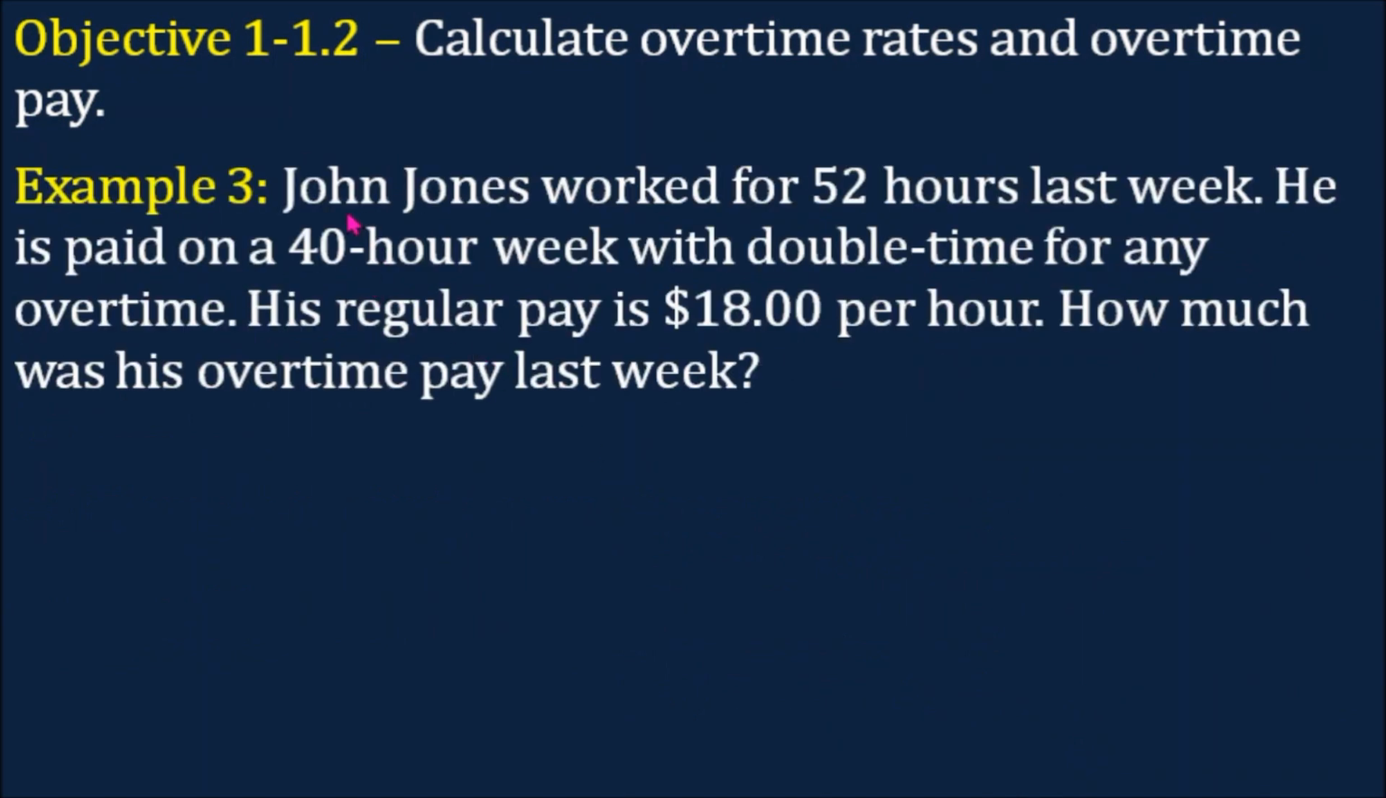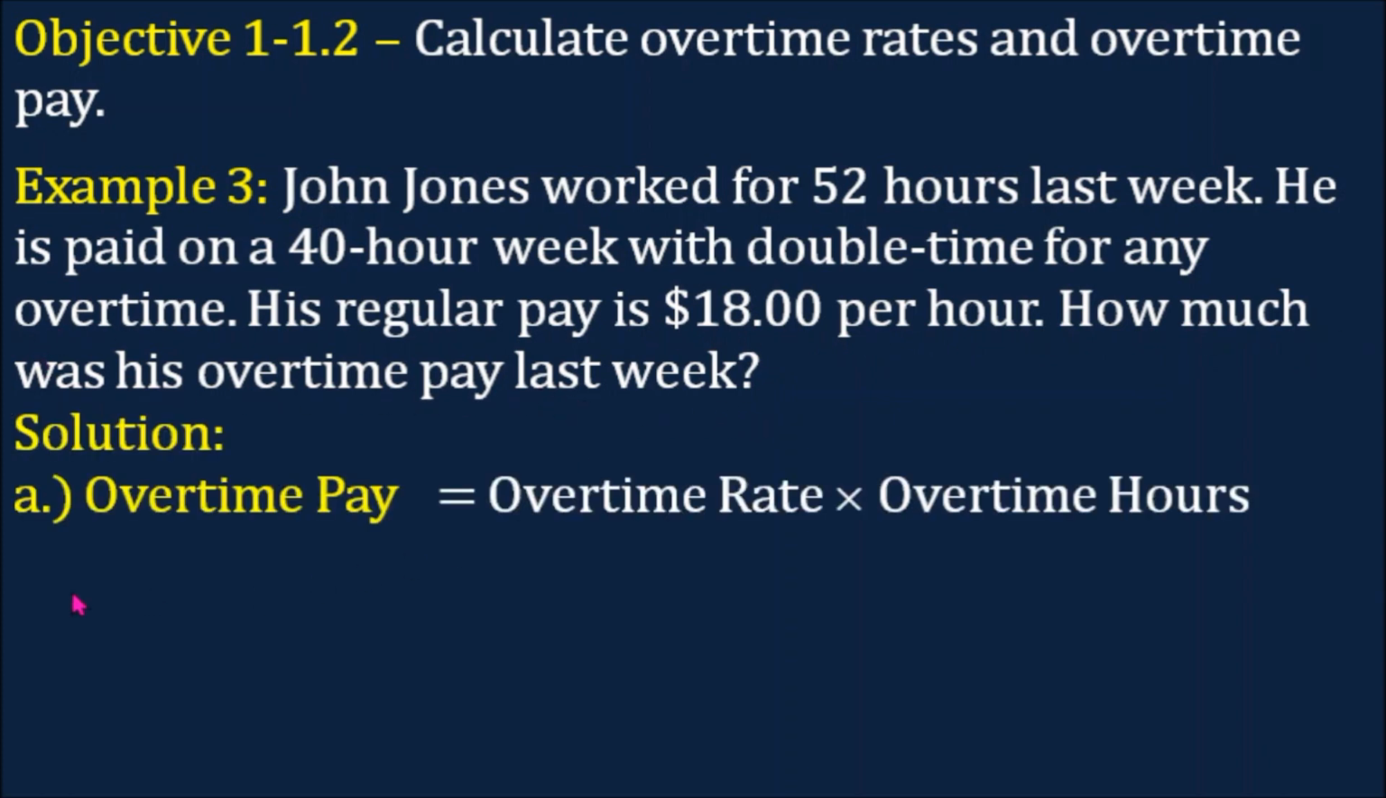Example number 3, John Jones worked for 52 hours last week. He is paid on a 40-hour week with double time for any overtime. His regular pay is $18 per hour. How much was his overtime pay last week? So this is our formula in finding the overtime pay. It's the overtime rate times overtime hours.